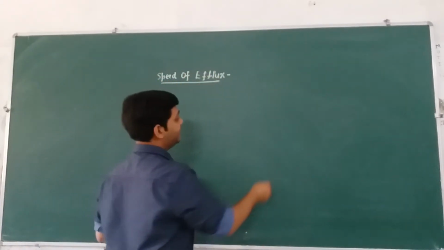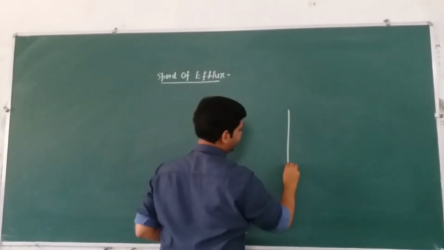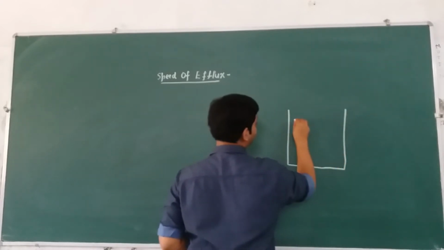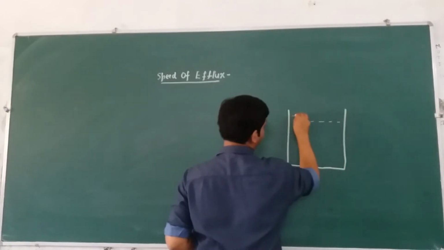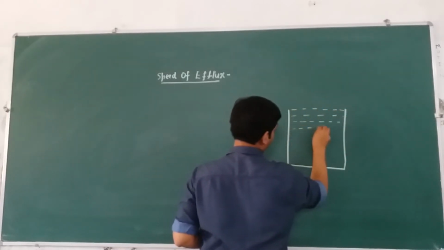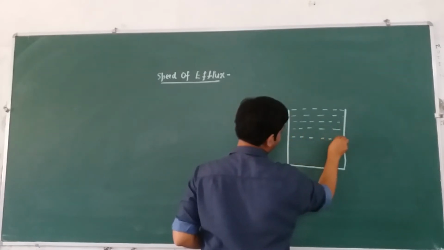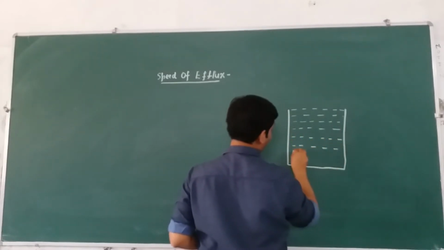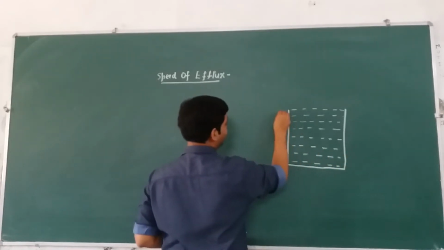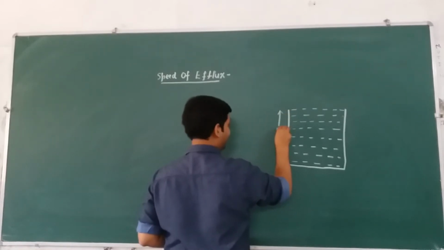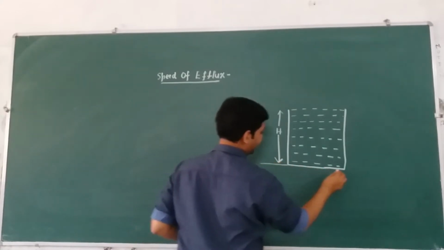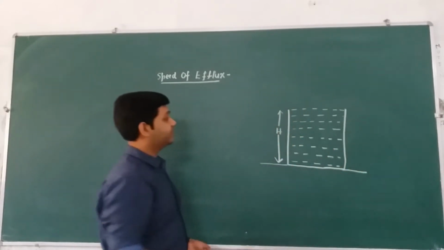So let's say there is a container. Let me draw the container here. This is the container, and in this container some liquid is filled whose density is rho. Let's say the height of this container is capital H from the bottom surface. Let's say this is kept somewhere on the surface like this.